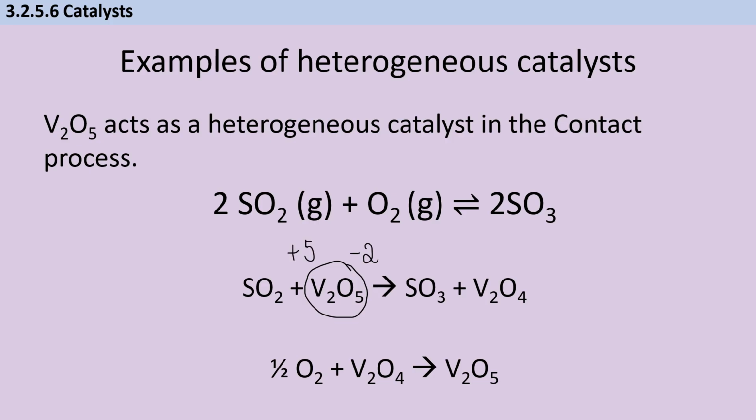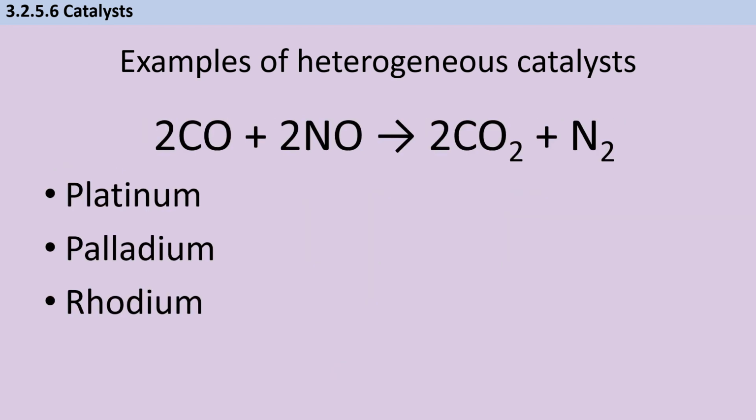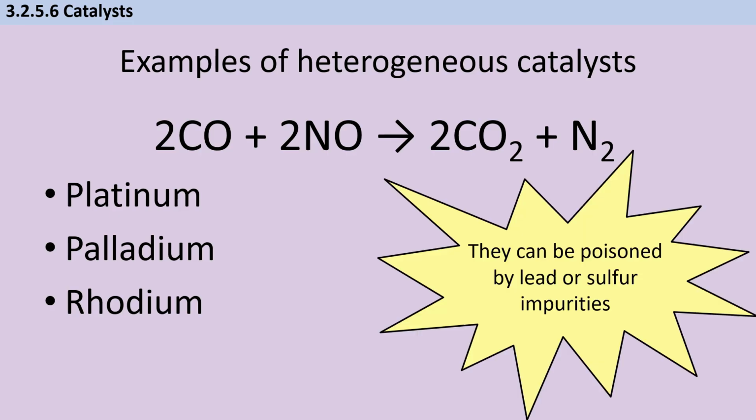We take vanadium with an oxidation state of +5 and it's reduced to an oxidation state of +4 in the formation of sulfur trioxide. Then this comes together with some more oxygen to restore the original vanadium to its +5 oxidation state. Platinum and the other platinum group metals are commonly used in catalytic converters in vehicles in order to reduce the production of carbon monoxide and also oxides of nitrogen.